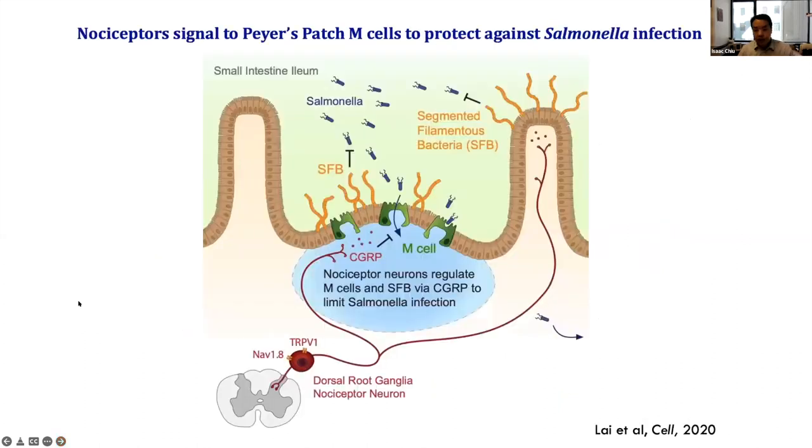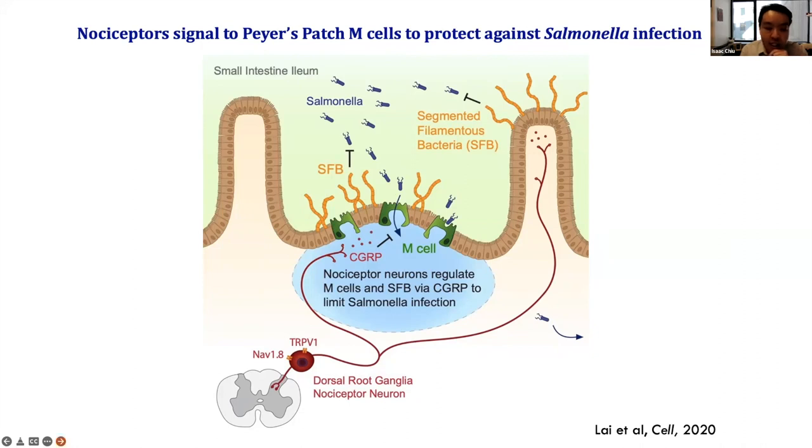What we found was that these neurons signal to the M cells, which I mentioned are the cells by which the salmonella invades. The neurons actually inhibit the differentiation of these M cells. There are fewer of these M cells, and so when salmonella is trying to get in, there are fewer entry points. This is an important mechanism where pain potentially protects the gut from pathogens coming in. We also found that these neurons signal to the microbiome by regulating levels of this protective microbe called SFB.